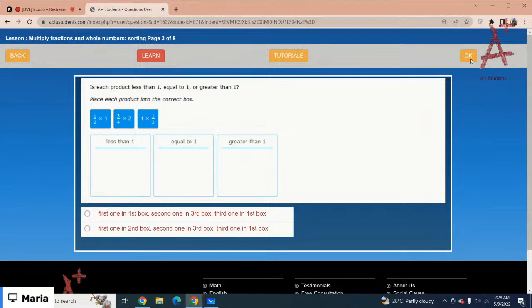So the first one goes in the first box, the second one goes in the second box, and the third one also goes in the first box, because the first one and the third one are less than 1, so they both are in the first box.